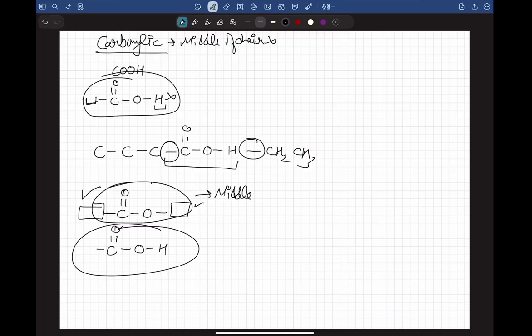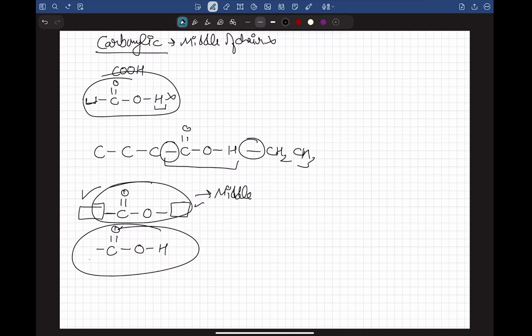I'm just summarizing this again. Ester bonds from both sides, left as well as right. So it cannot be present on the terminals of the chain. Extreme left, extreme right, it's not possible because it needs to be present in between.